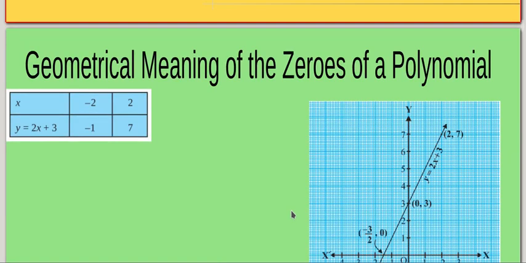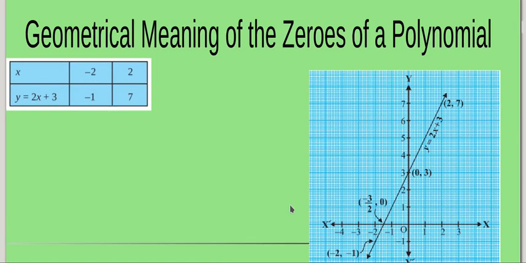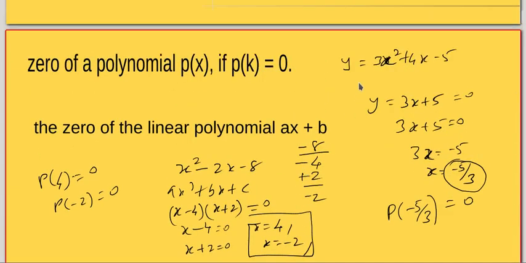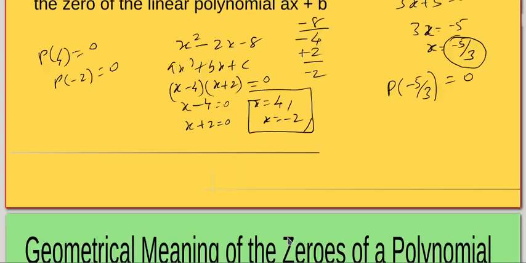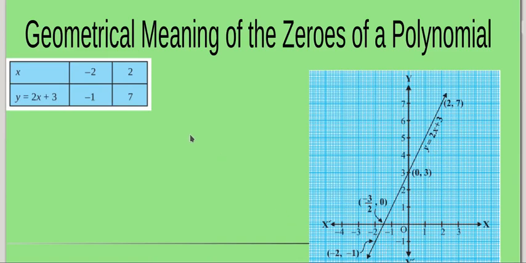Next, geometric meaning of the zeros of the polynomial. We have seen that if it is a linear polynomial, it has 1 zero, isn't it? How many zeros did we get for a linear polynomial? We have only 1 zero. Here it is a quadratic polynomial, so we got 2 zeros. Okay. So based on the degree of the polynomial, the number of zeros will increase or decrease. If it is a linear polynomial, it has only 1 zero.